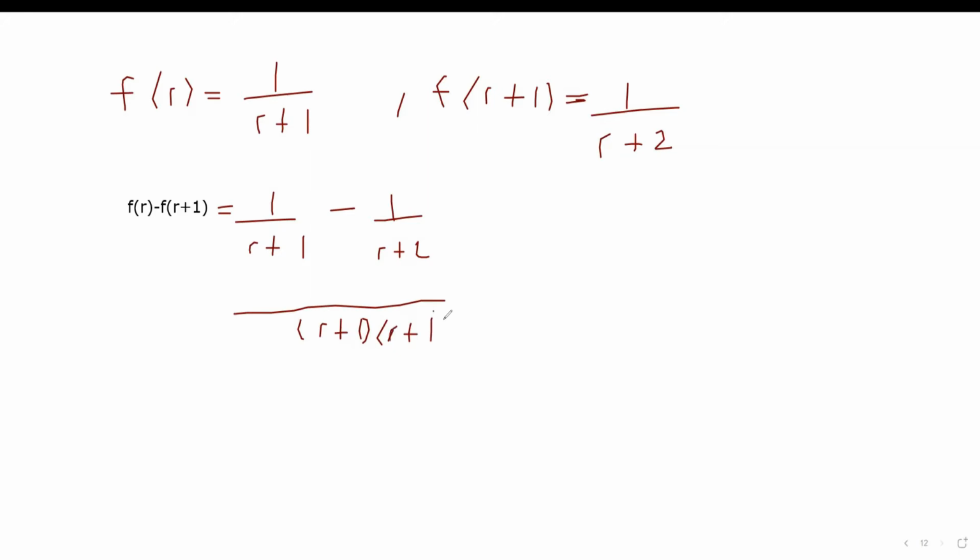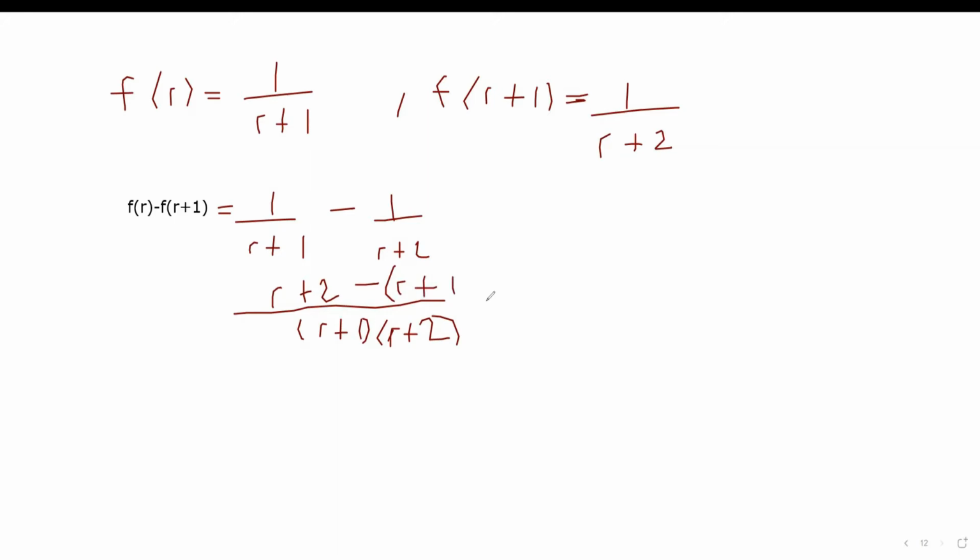Now the denominator is r plus 1 times r plus 2. Now r plus 1 into this goes r plus 2, and 1 times r plus 2 is r plus 2. So we end up with r plus 2 minus, in bracket, r plus 2 into this leaves r plus 1. So minus r plus 1.